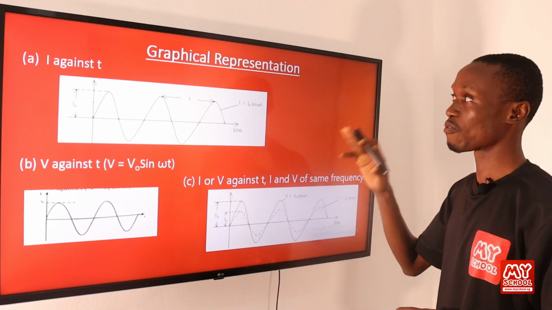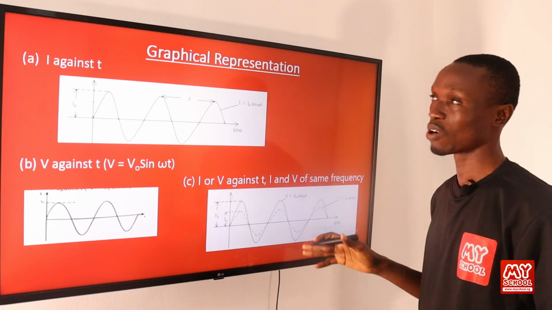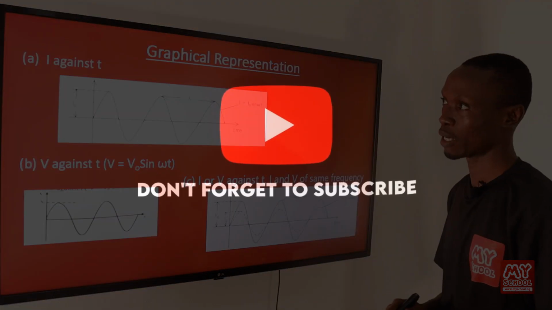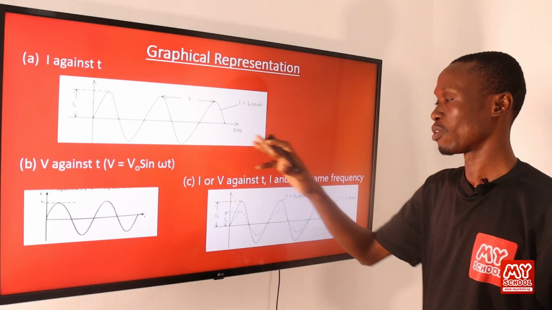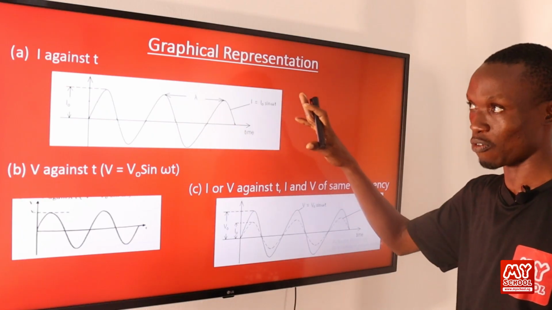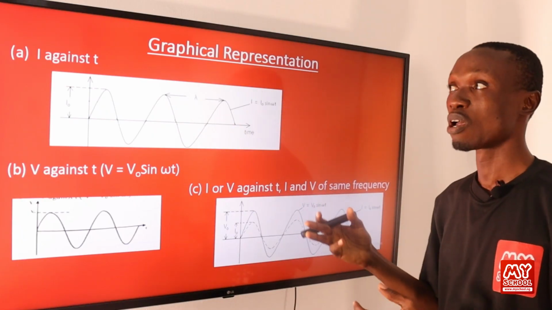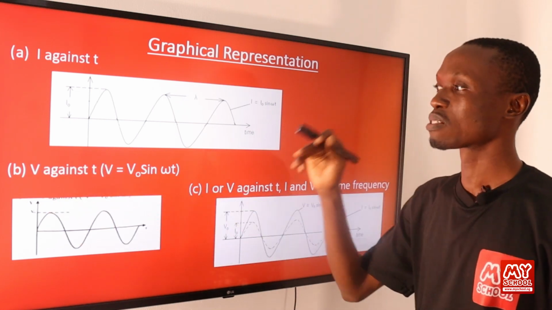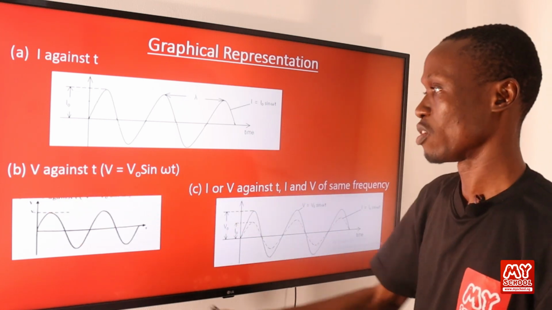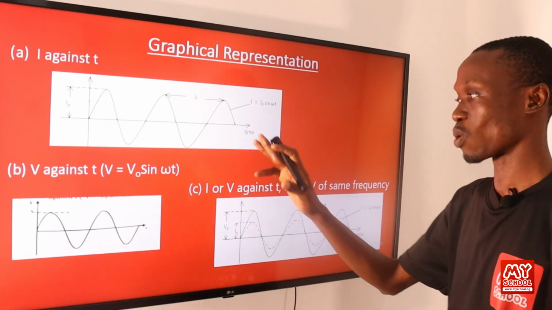Here is just the graphical representation of AC current. The first graph here is the graph of current against time. Sometimes you can also call it the waveform. Then this one for B is voltage against time. So this is also the graph that is obtained.